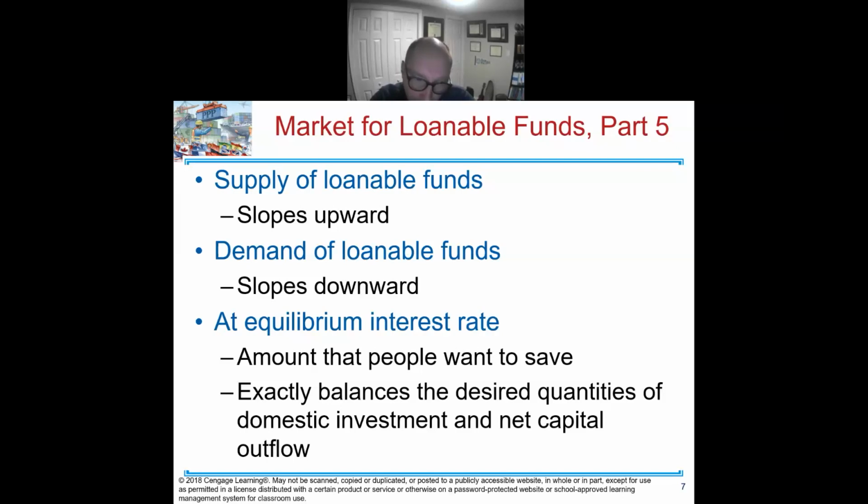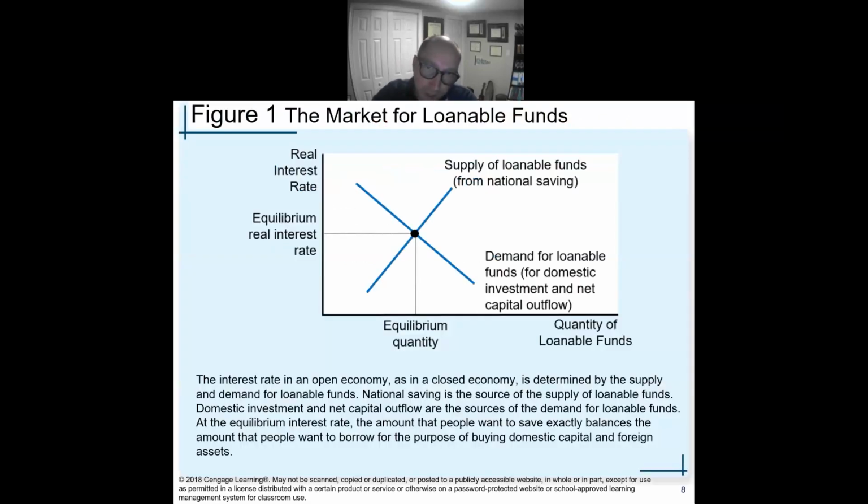And at the point of equilibrium, we have the amount of people that want to save. We have the exact balance for the quantity of the amount to be lent out. And of course, we have net capital outflow. And this is what it looks like. The point of equilibrium is where the real interest rate exists, the supply and the demand that are represented here.